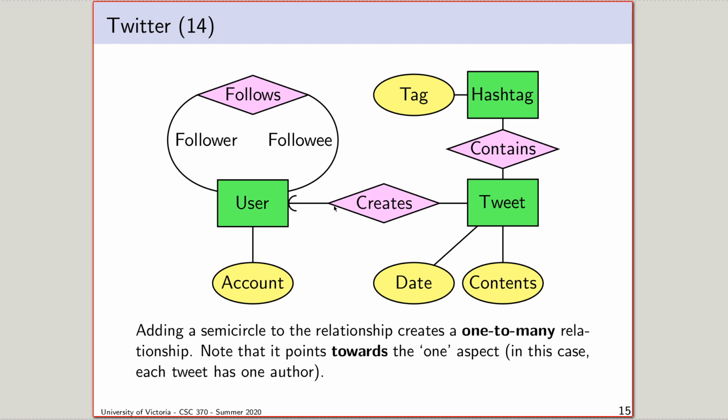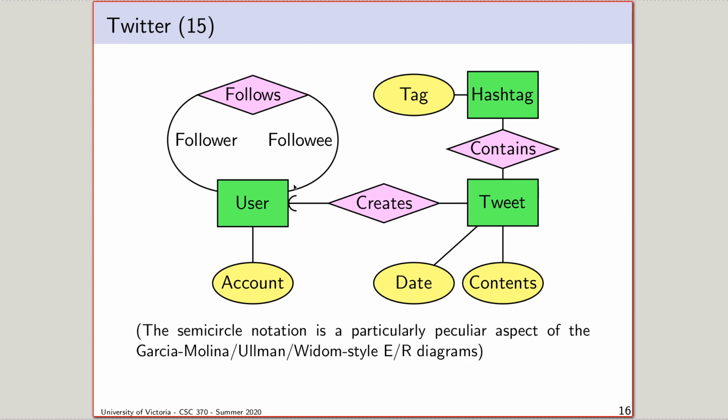We're allowed to put arrows on as many of the legs of the relationship as we want, but on the ones that it doesn't affect, it has no implication whatsoever. So a user, by this arrow, is not restricted to only create one tweet. It's only restricting the number of users that can create a particular tweet. And this slide is again pointing out, you better use our format or you're taking some risks here.